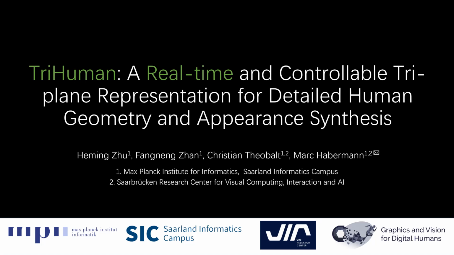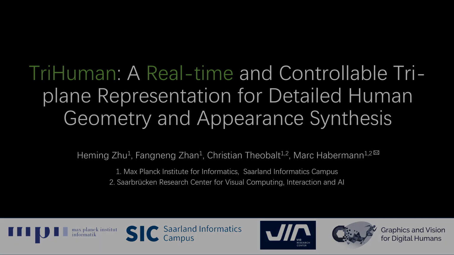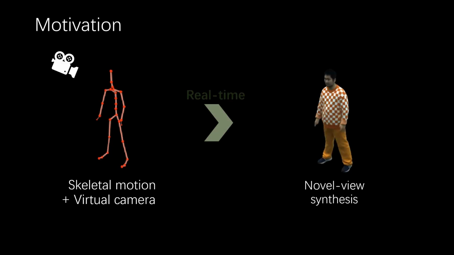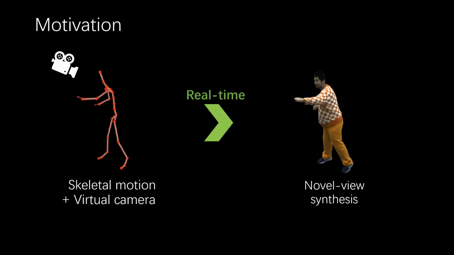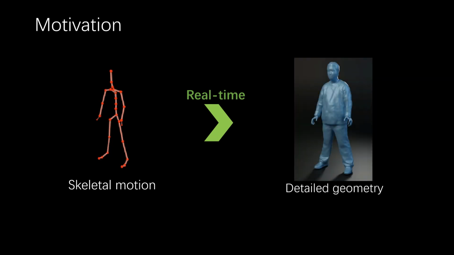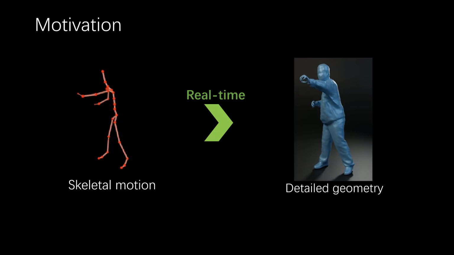We present TriHuman, a real-time and controllable triplane representation for detailed human geometry and appearance synthesis. Given a skeletal pose and a virtual view, our goal is to achieve high-fidelity rendering in the respective pose and viewpoint in real time. Importantly, our method also targets generating high-fidelity geometry with correspondence over time.